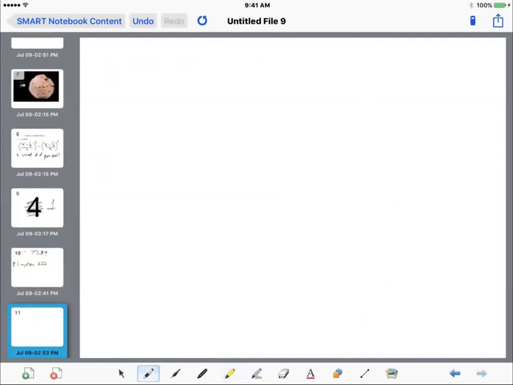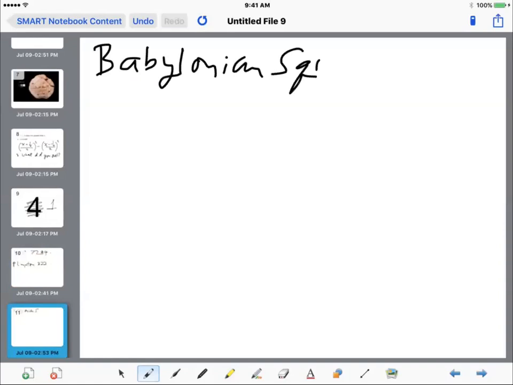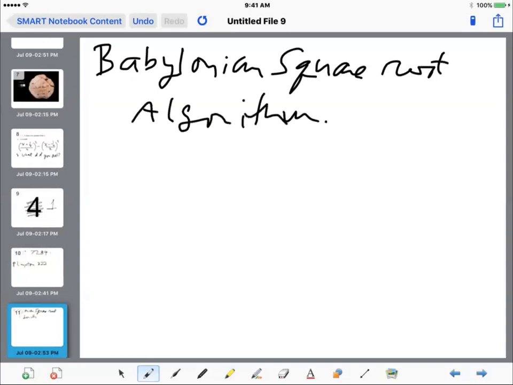Well, one speculation is that they used a technique that's sometimes called the Babylonian square root algorithm. Although, ironically, the Babylonian square root algorithm that I'm going to show you doesn't quite get us 1, 24, 51, 10 when we apply it to the square root of 2. But still, it's suggested to be an algorithm that they would have been aware of.